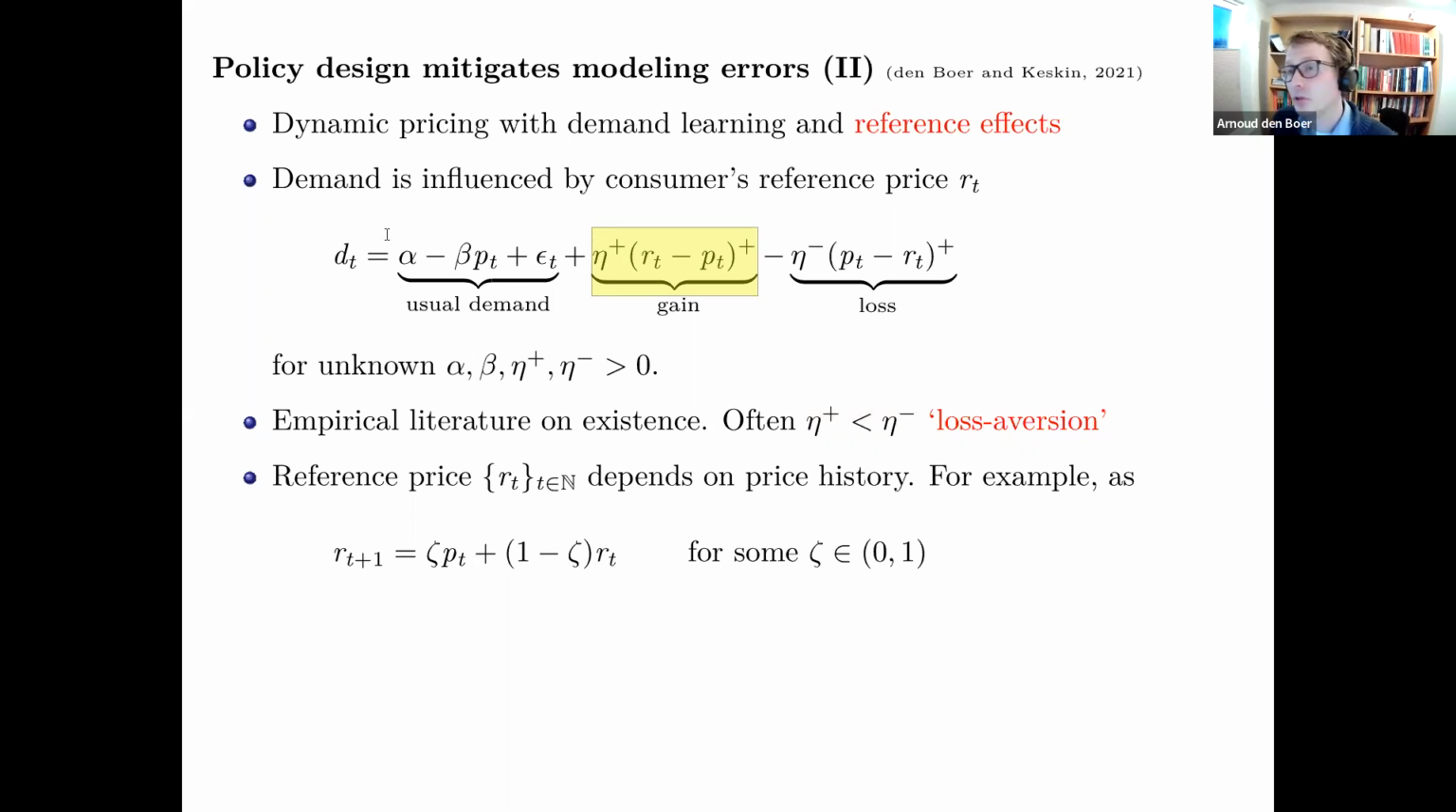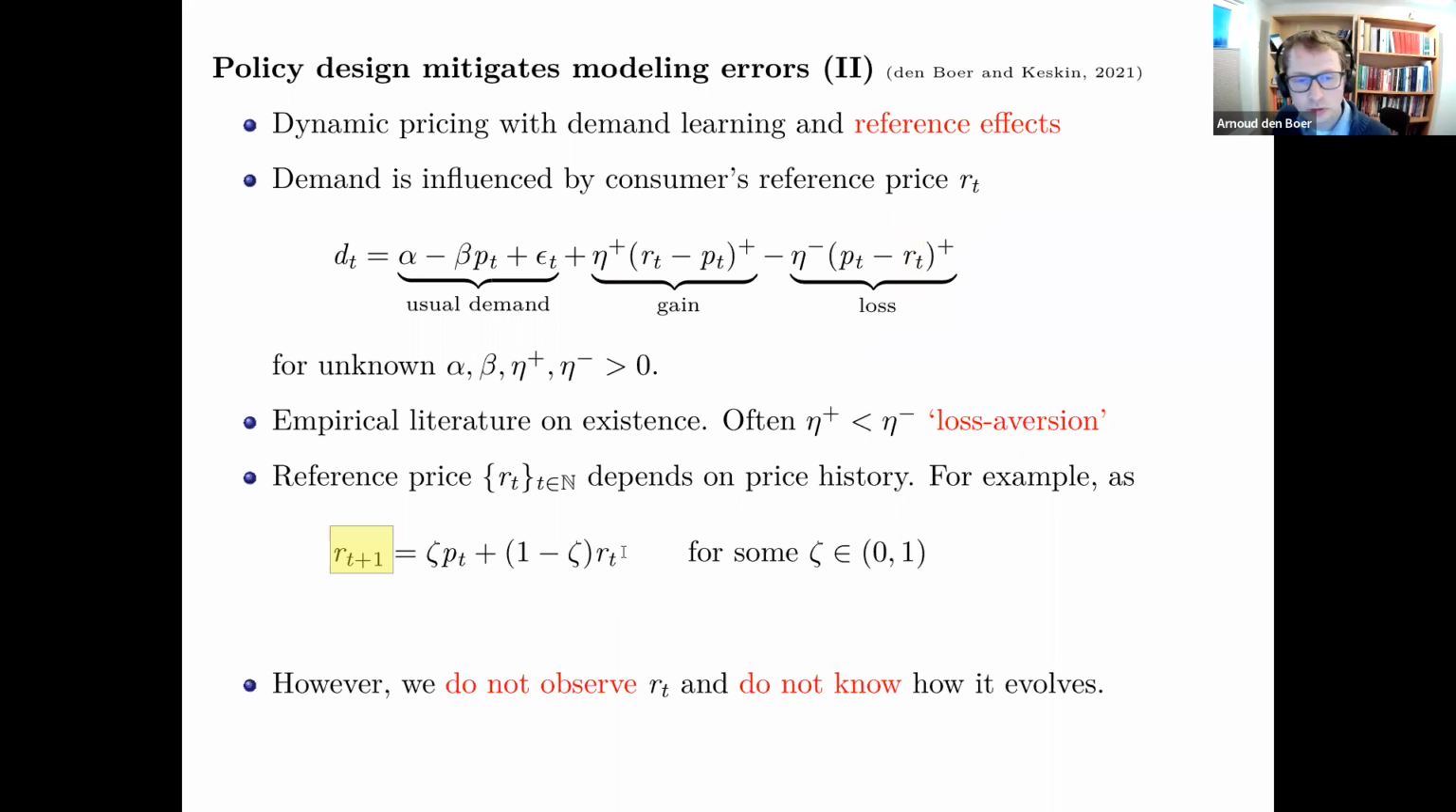Okay, this happens. So you can think, well, okay, we want to do pricing and learning. Small problem. It's not that this reference price is observable or published in a newspaper. You don't know it. You can assume some model. Exponential smoothing is often assumed, but you have no idea. Who knows the reference price? Who knows how it evolves, how it depends on the price history? Nobody knows. So what are we going to do?